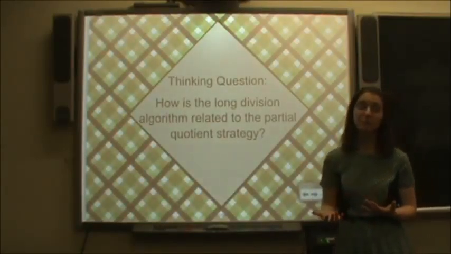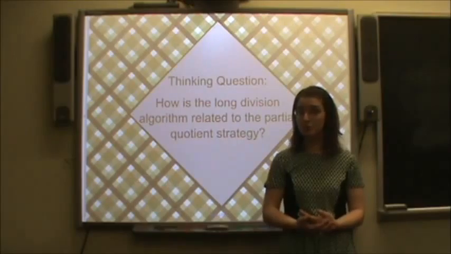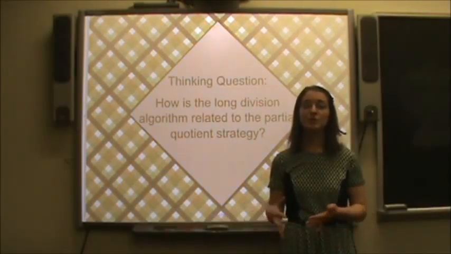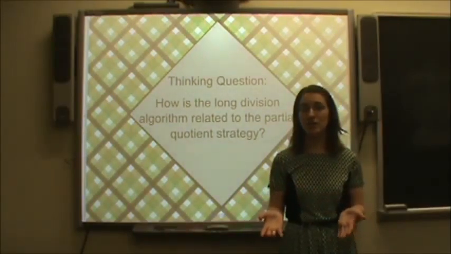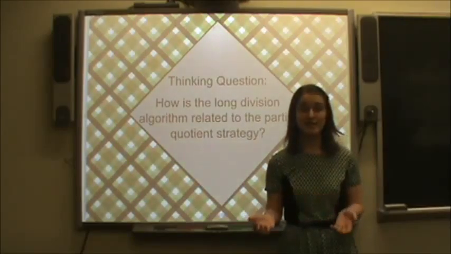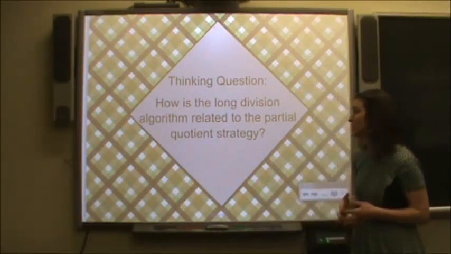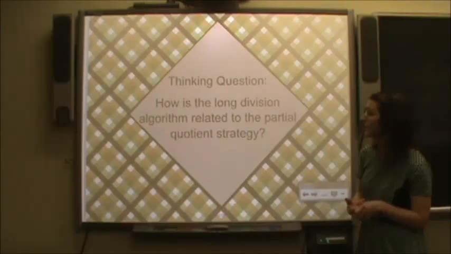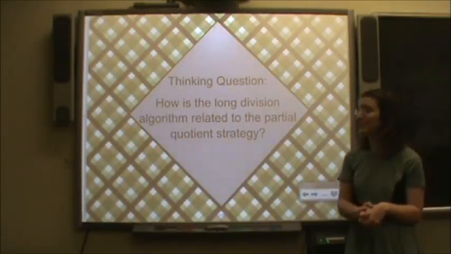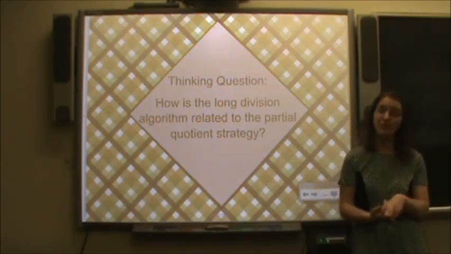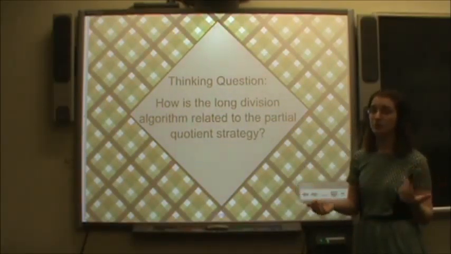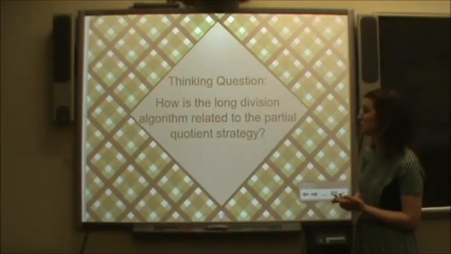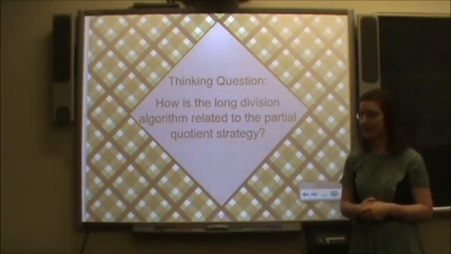So hopefully now you fully understand how the partial quotient strategy works, and also how you can use the traditional strategy or traditional algorithm to help you get to that point a little bit faster. So our thinking question for the next lesson is, how is the long division algorithm related to the partial quotient strategy? So you're really going to have to think back to how you used both of these lessons to figure out how to get the answer.